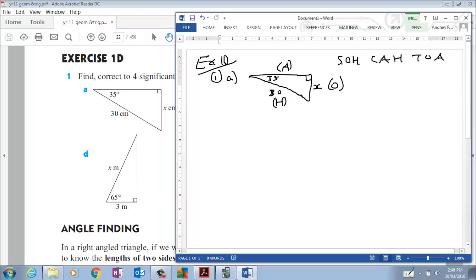Now these sides are included in this rule, SOHCAHTOA, where S stands for sine, sine is opposite divided by hypotenuse, C stands for cos, cos is adjacent divided by hypotenuse, T stands for tan, or tangent, which equals opposite divided by adjacent.